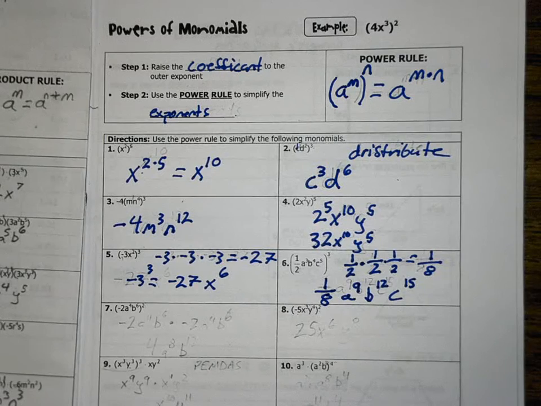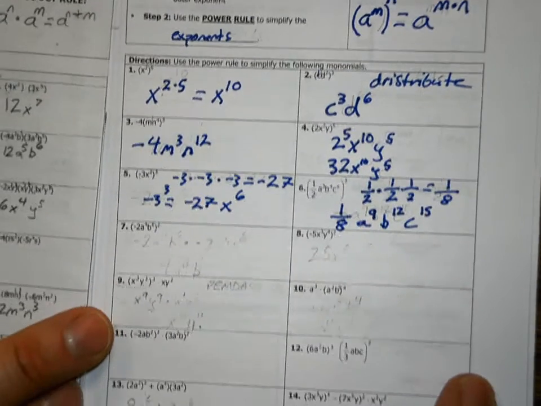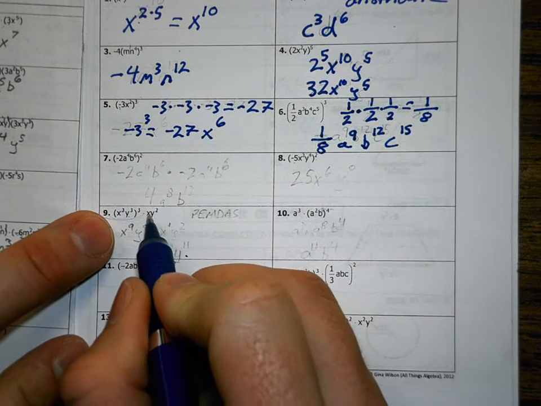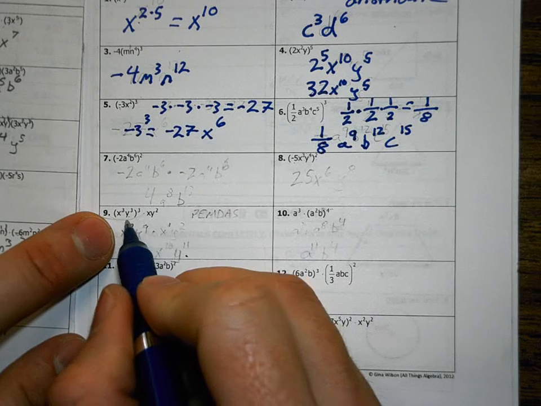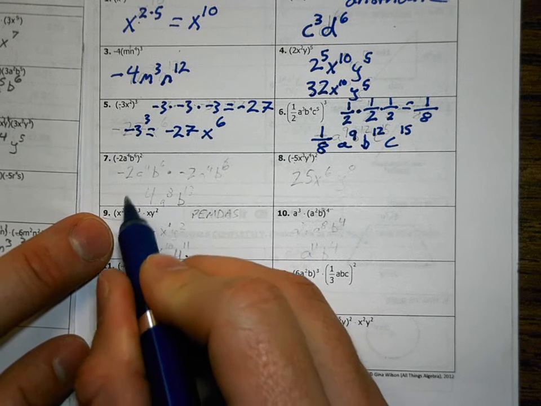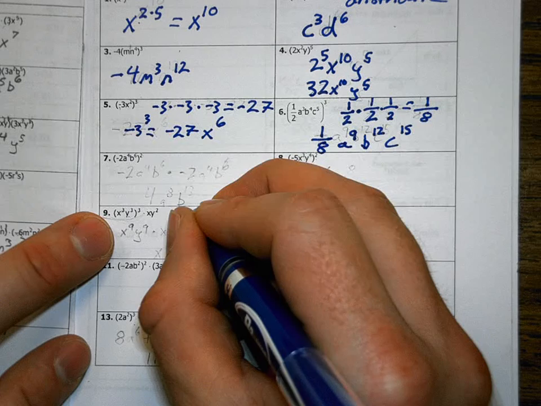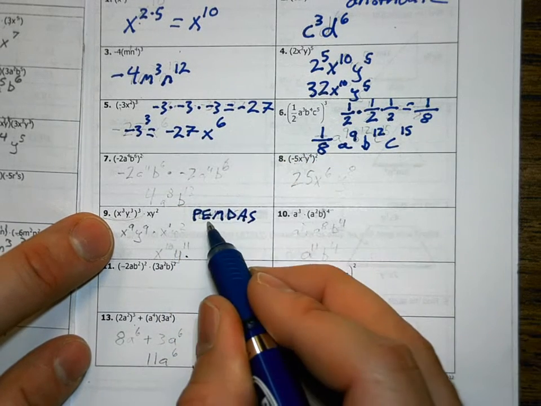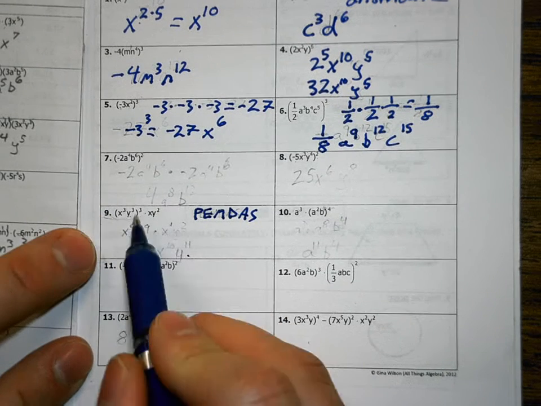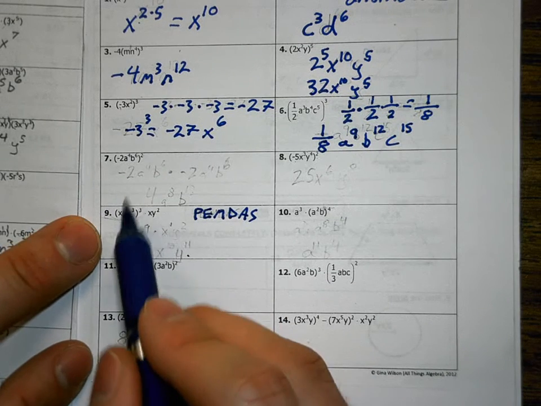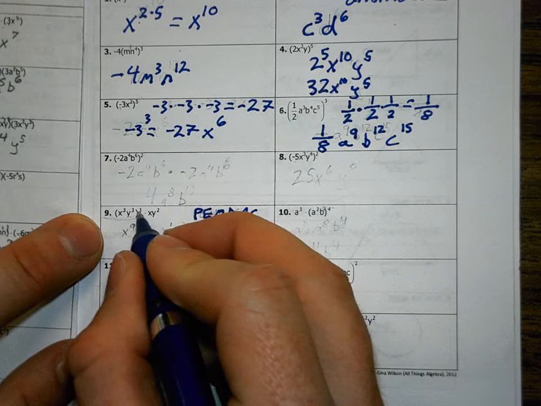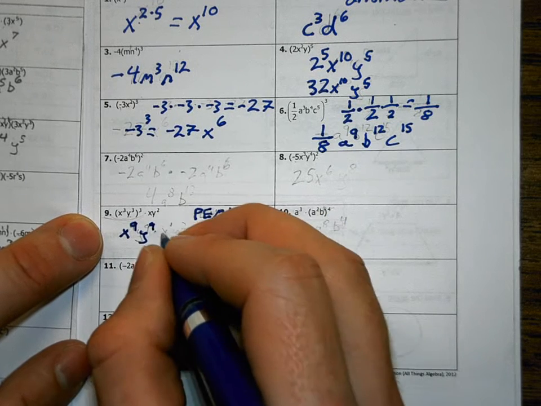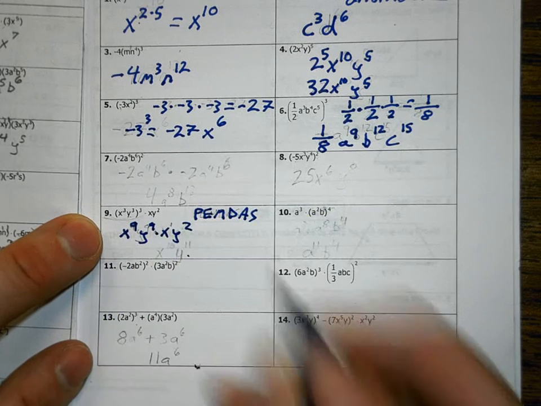Okay, let's skip down to number 9. I have two different monomials going on, one here and one here. I need to take care of the left one first. You can kind of see this already written in PEMDAS: parentheses, exponents, multiplying, dividing, adding, subtracting. I need to take care of the parentheses and the exponent first. 3 times 3 is x to the 9th. 3 times 3, y to the 9th, times xy squared.